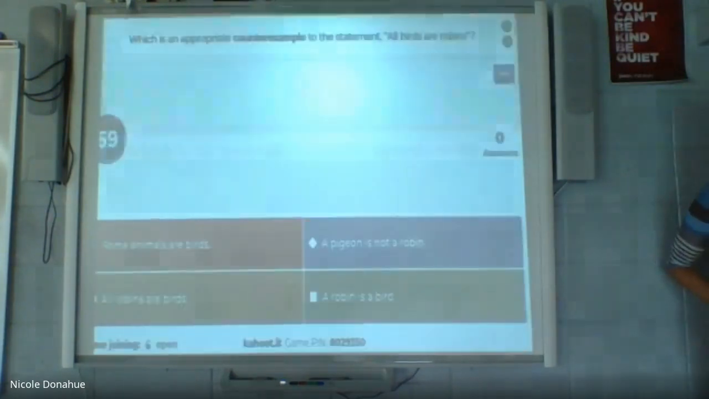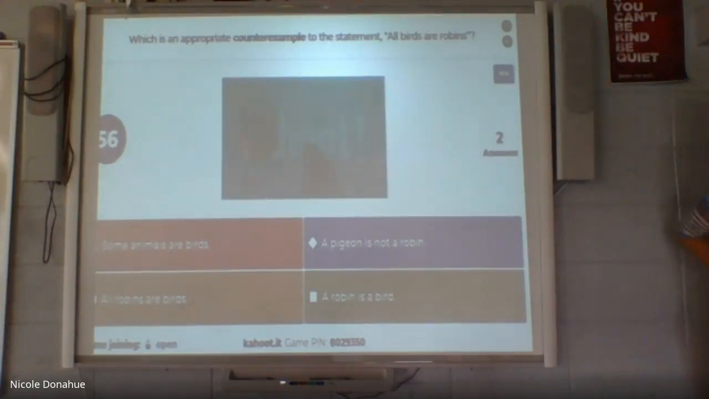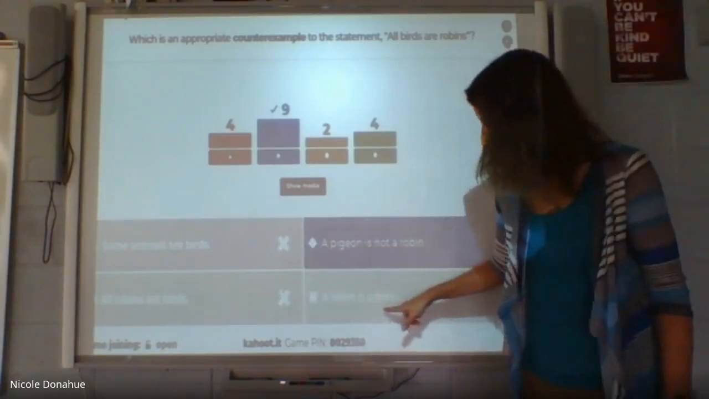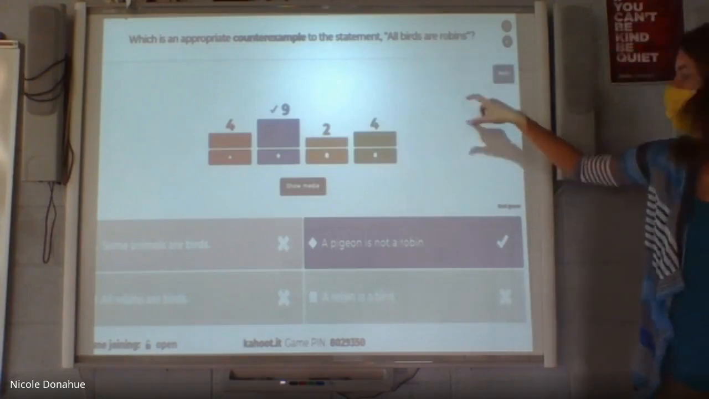So a counterexample to the statement, all birds are robins. So we want a counterexample. A pigeon is not a robin. So that's our counterexample, that a pigeon's not a robin. Because these are all true, but we're trying to prove this is false, so a counterexample.